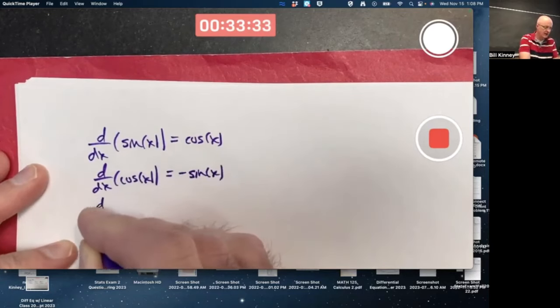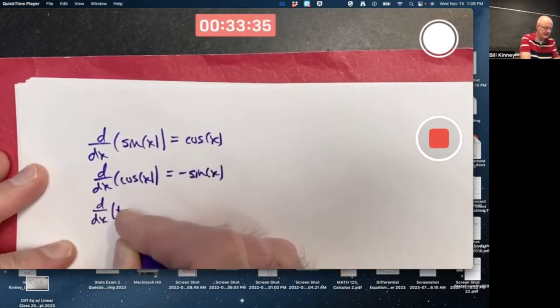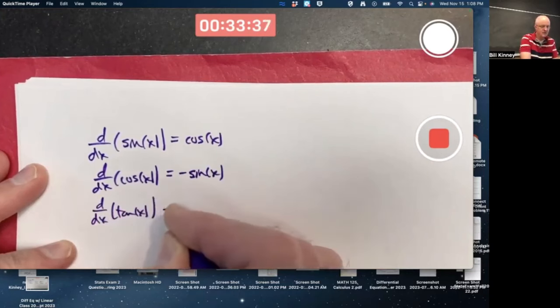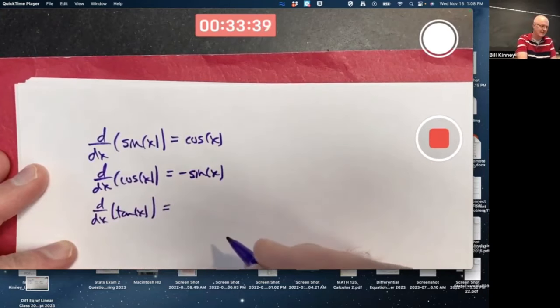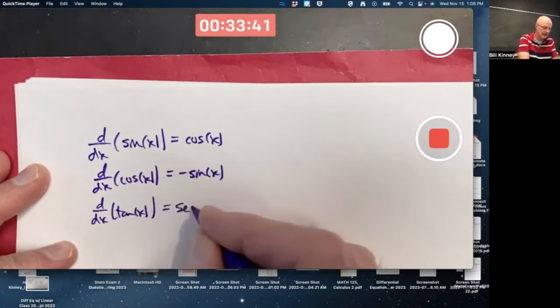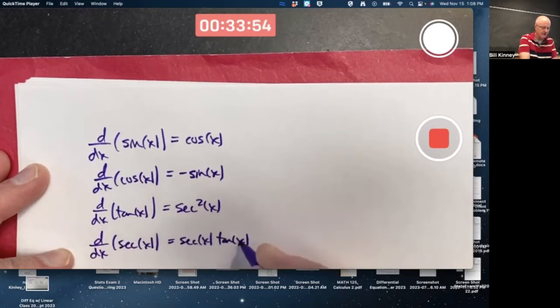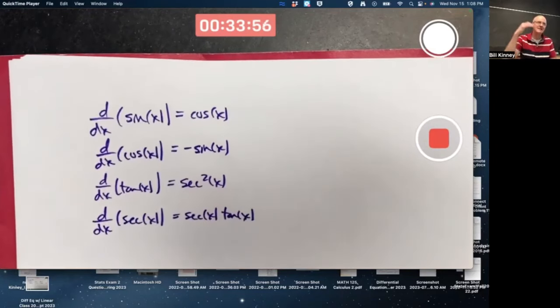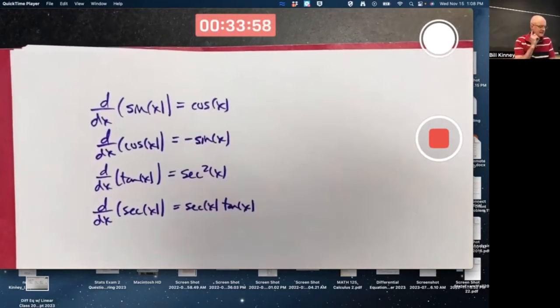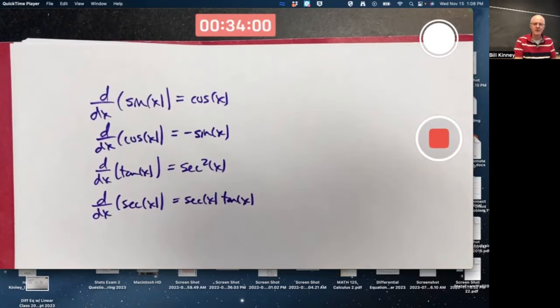The derivative of tangent of x, yes, it is 1 over cos squared x, but more typically people write it as secant squared x. And the derivative of secant x is secant of x times tangent of x, which is also the same as sine of x divided by cos squared x. What about the derivative of cotangent and cosecant?